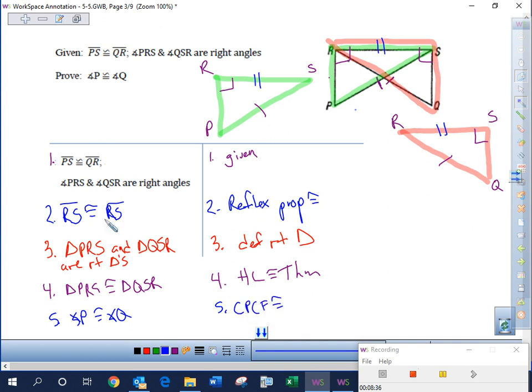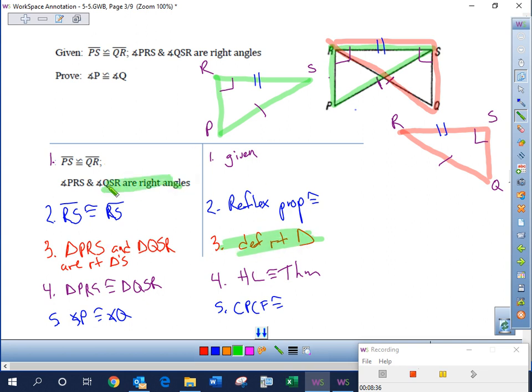So hypotenuse leg proofs take a lot of work, but you have to think backwards. If you're ever going to do hypotenuse leg, you need a right triangle in your proof. If you don't have it, you have to work backwards to see if you have right angles in your proof. We had that this time. Before that, you need 90 degrees. I don't need to put that down because that's already known if they say it's a right angle. And sometimes before that, they give you perpendicular.